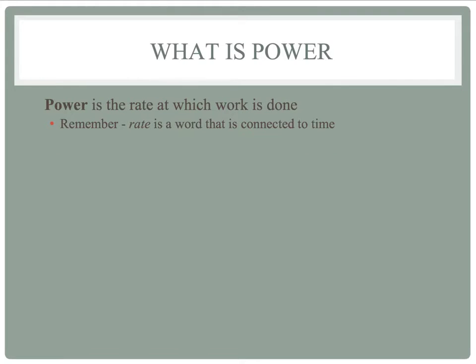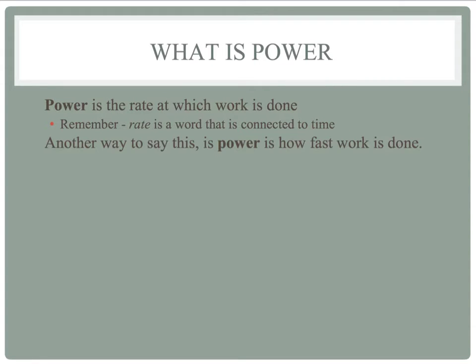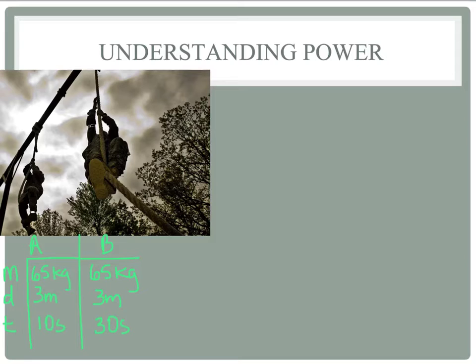So what is power? Power is the rate at which work is done. Remember, we've talked about this word rate before, and rate is a word that is connected to time. So another way to say this is power is how fast work is done. So let's pause here and look at an example to think about what power means.